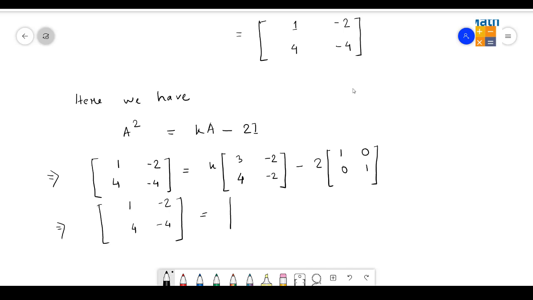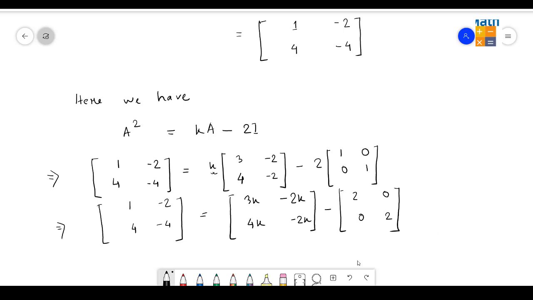So I get here this k, this is the scalar term, it will be multiplied with each and every term lying inside this matrix. So 3 into k will be 3k. Similarly, it is minus 2k. Then here it is 4k. Then again minus 2k. Minus, I get here 2 into 1, it is 2, 0, 0, 2. So this is the result.